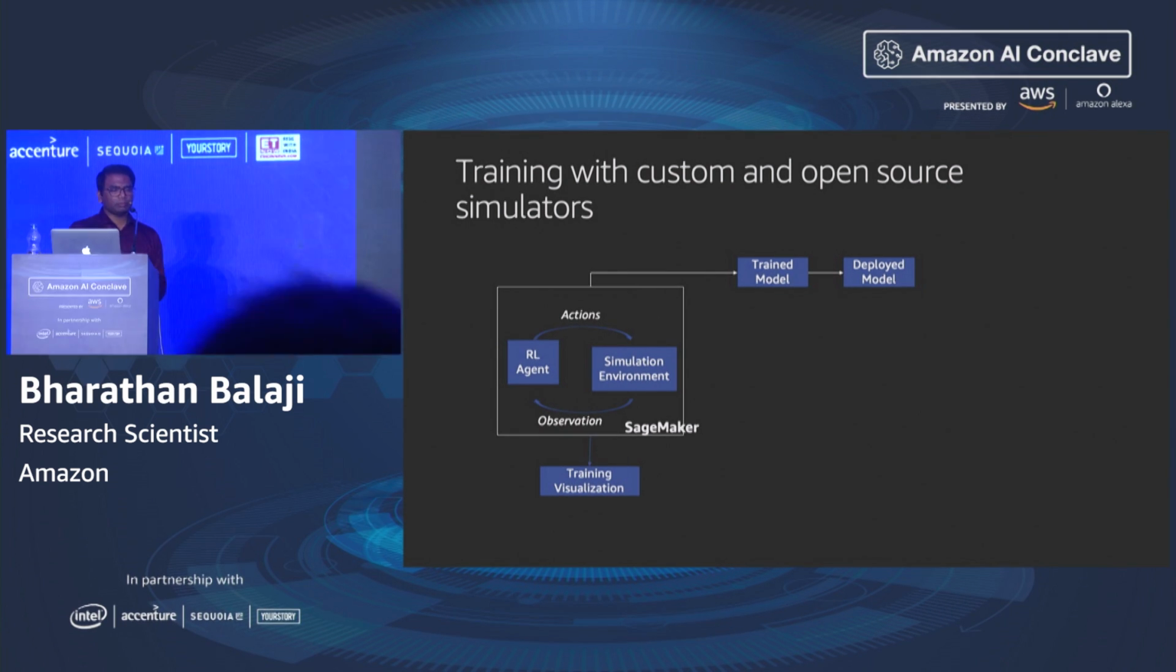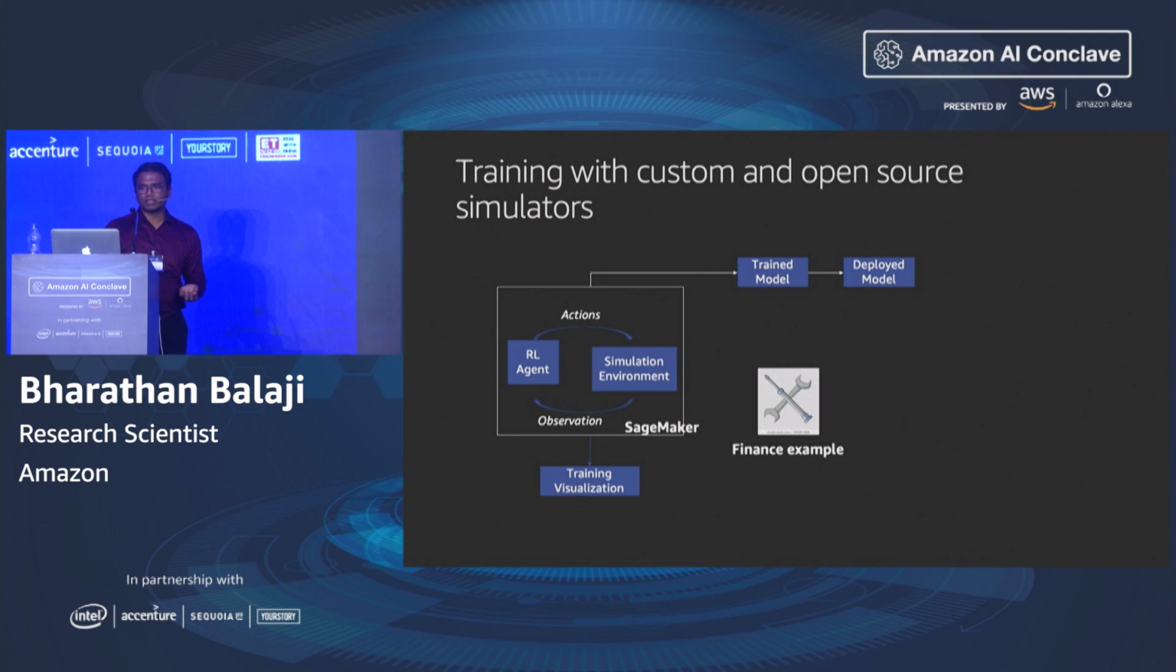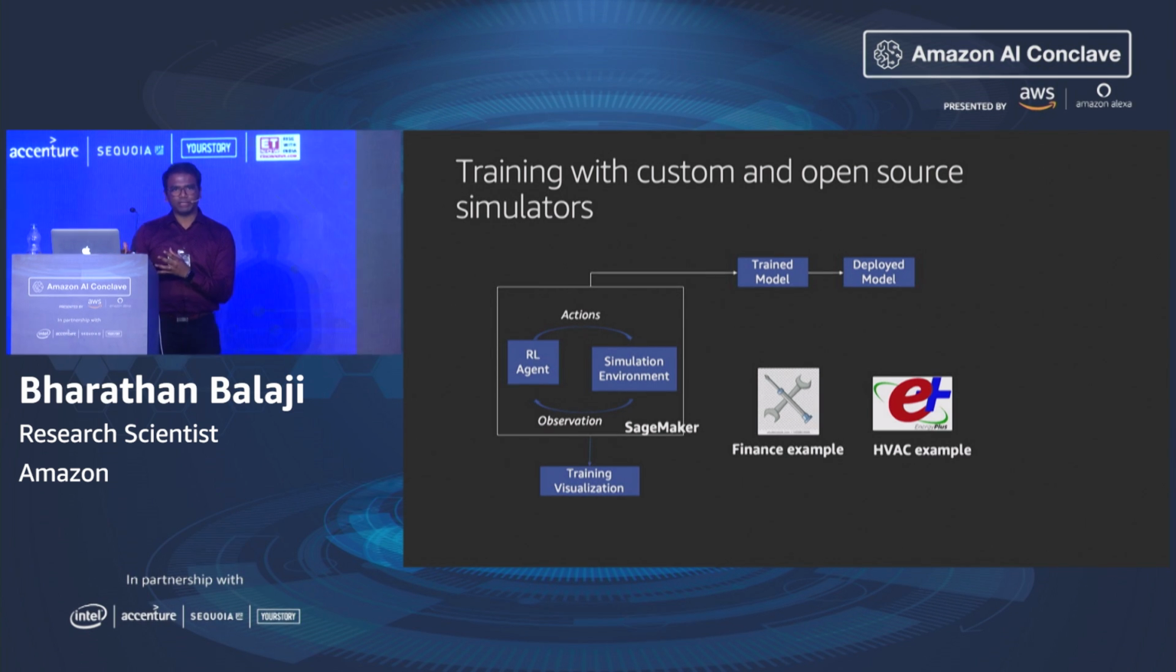We have provided a number of different examples that use this. For example, we have a financial portfolio management example that takes an existing data set and creates an OpenAI Gym simulator. And then we train the RL agent to make decisions on how much stock you should be buying or selling based on what has happened historically. We also have an HVAC energy optimization example, which uses the Energy Plus simulator, a state-of-the-art simulator provided by the US Department of Energy.